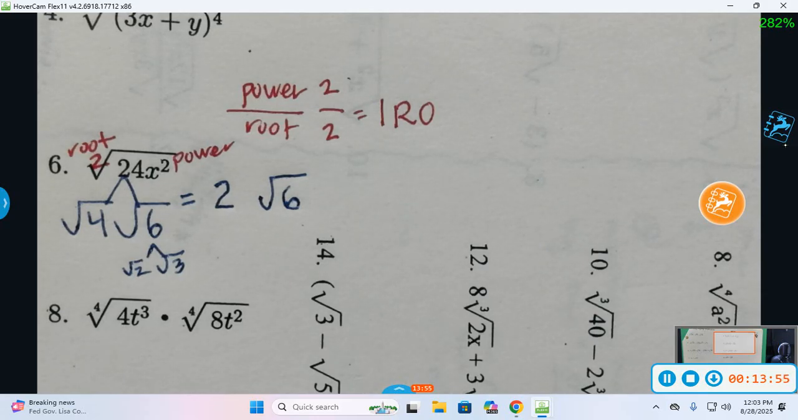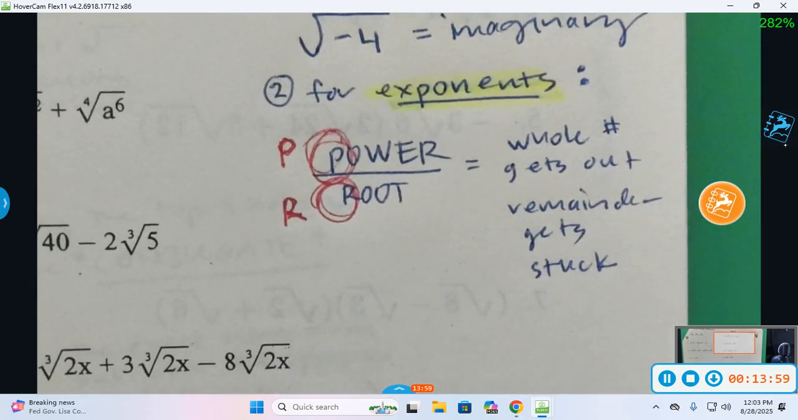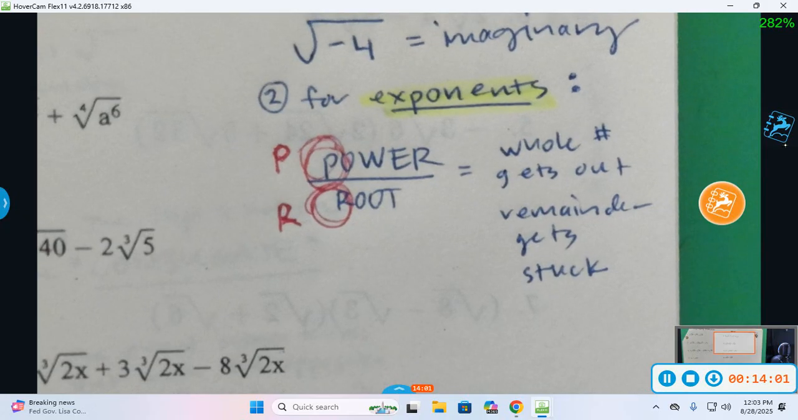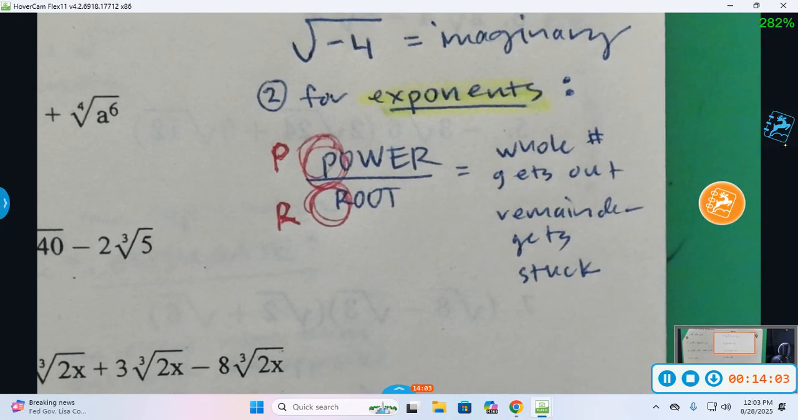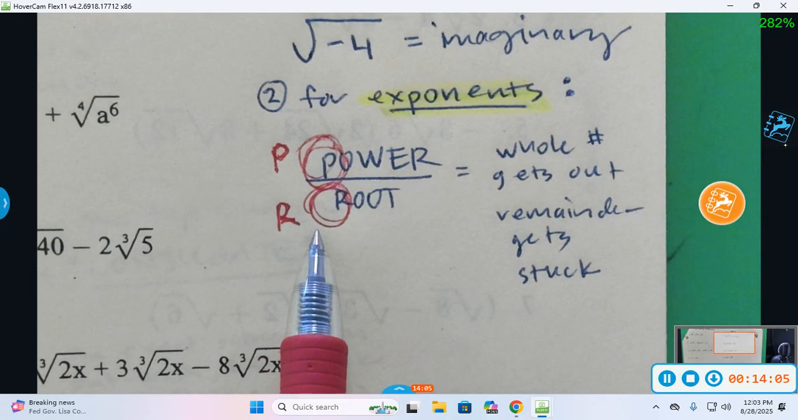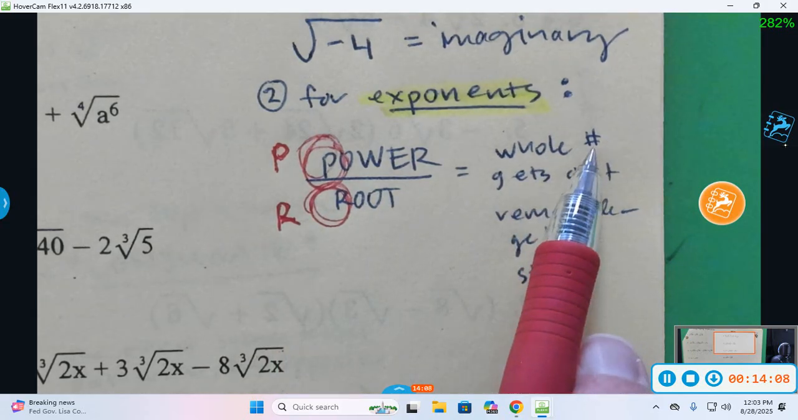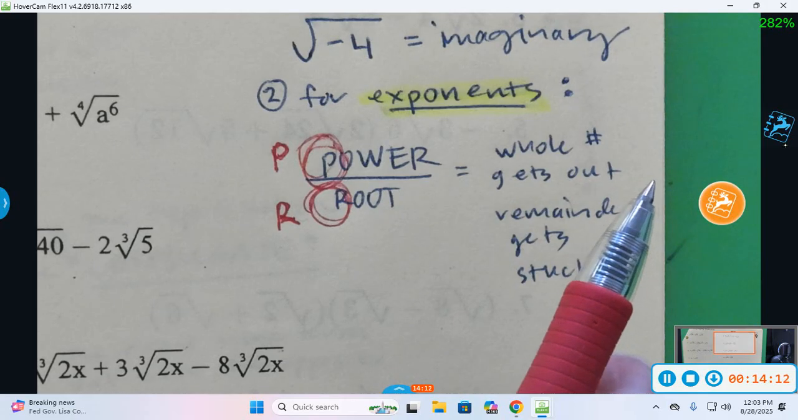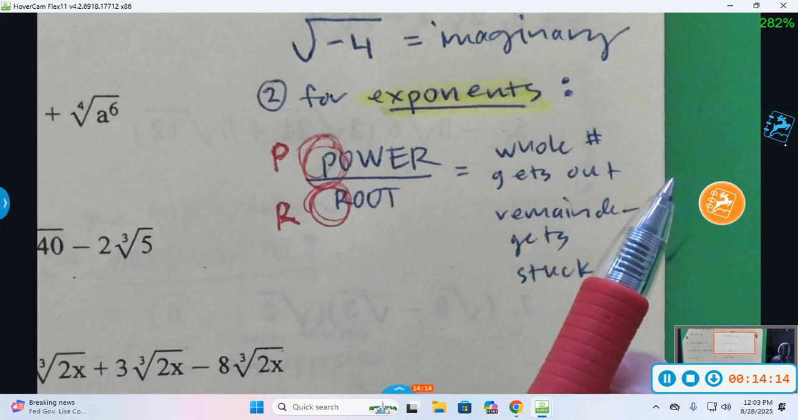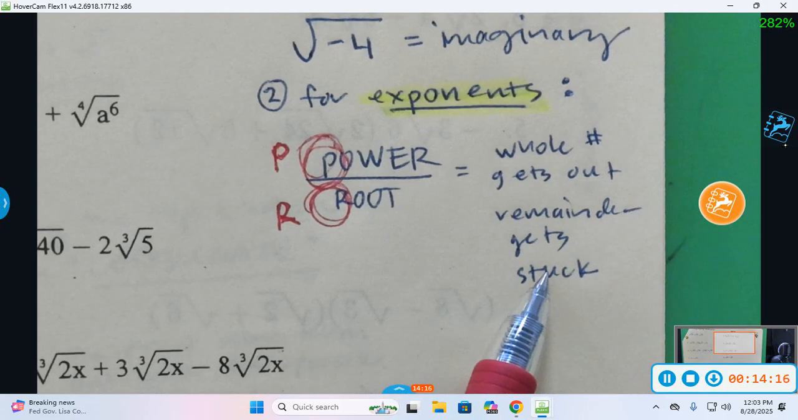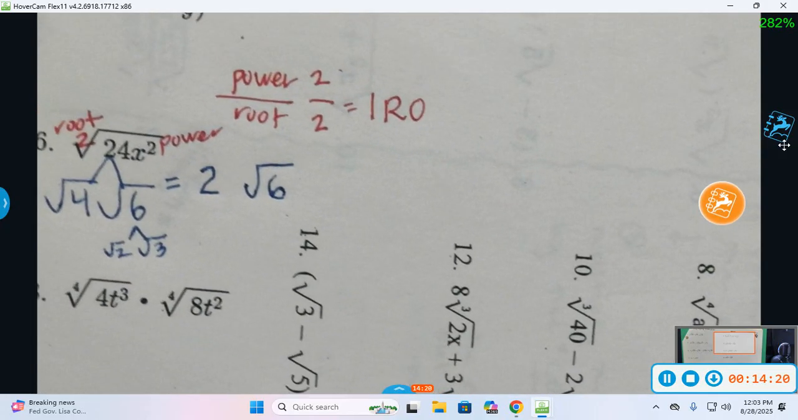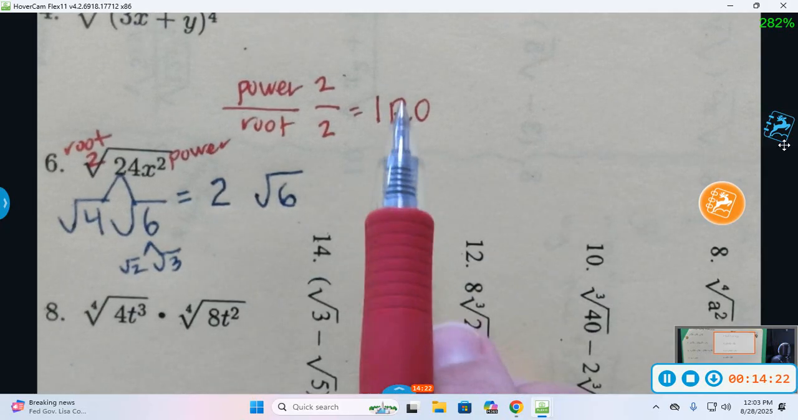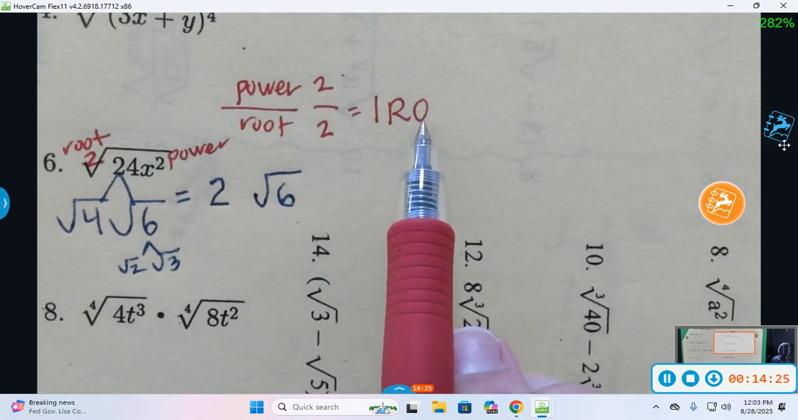Now, I'm going to flip my paper just really quick. Let's go back to what we wrote a few minutes ago for the exponents. I'm talking about the exponent on that x. You're going to divide the power by the root. The whole number gets out. In other words, it gets out of the radical. However many whole numbers there are, that's how many x's get out. But the remainder gets stuck. So go back to what I've written. I said that 2 divided by 2 was 1 remainder 0.